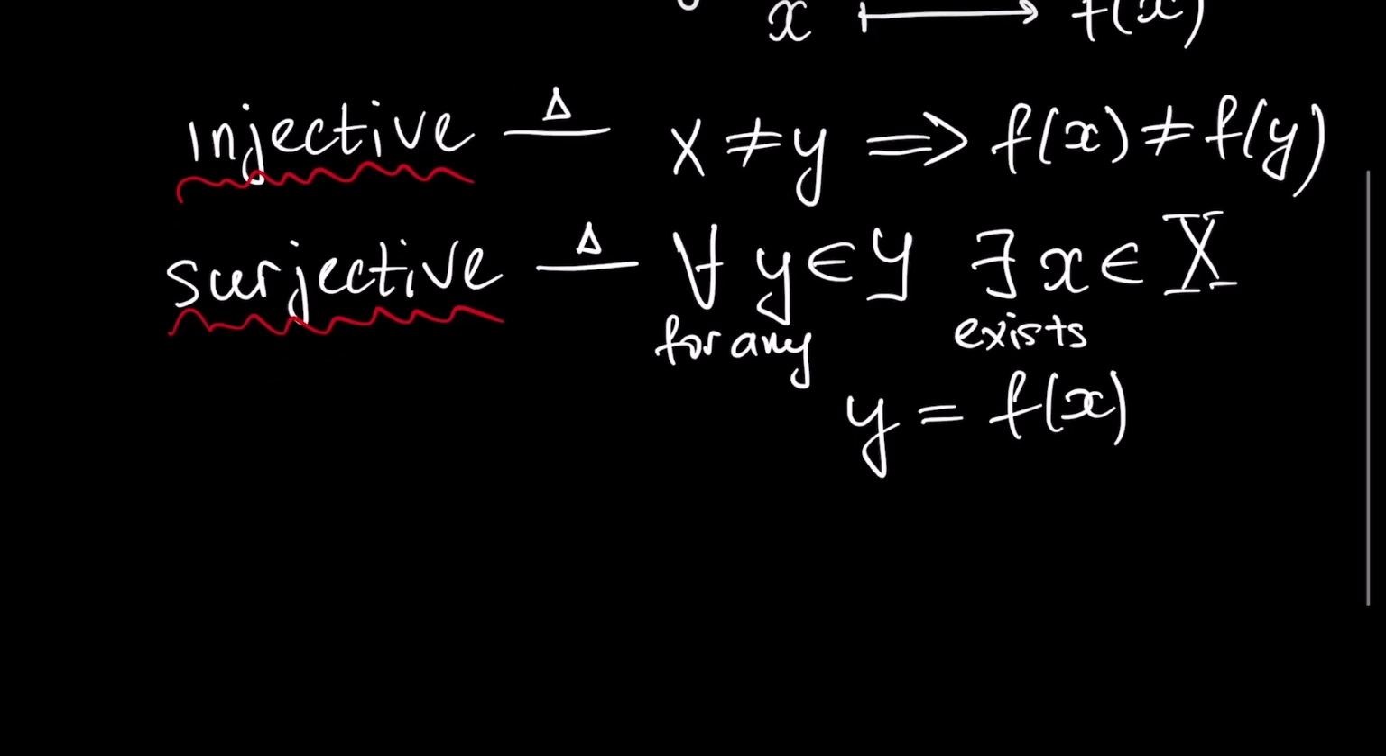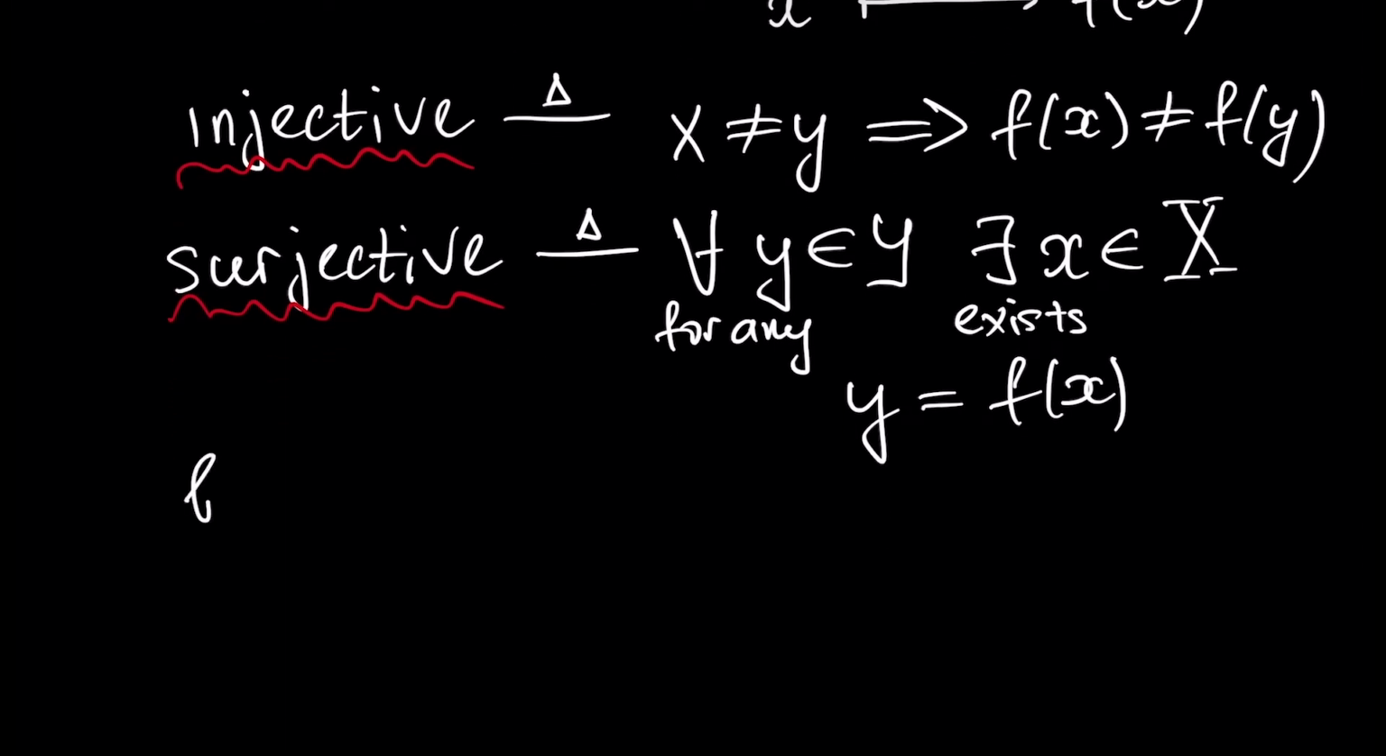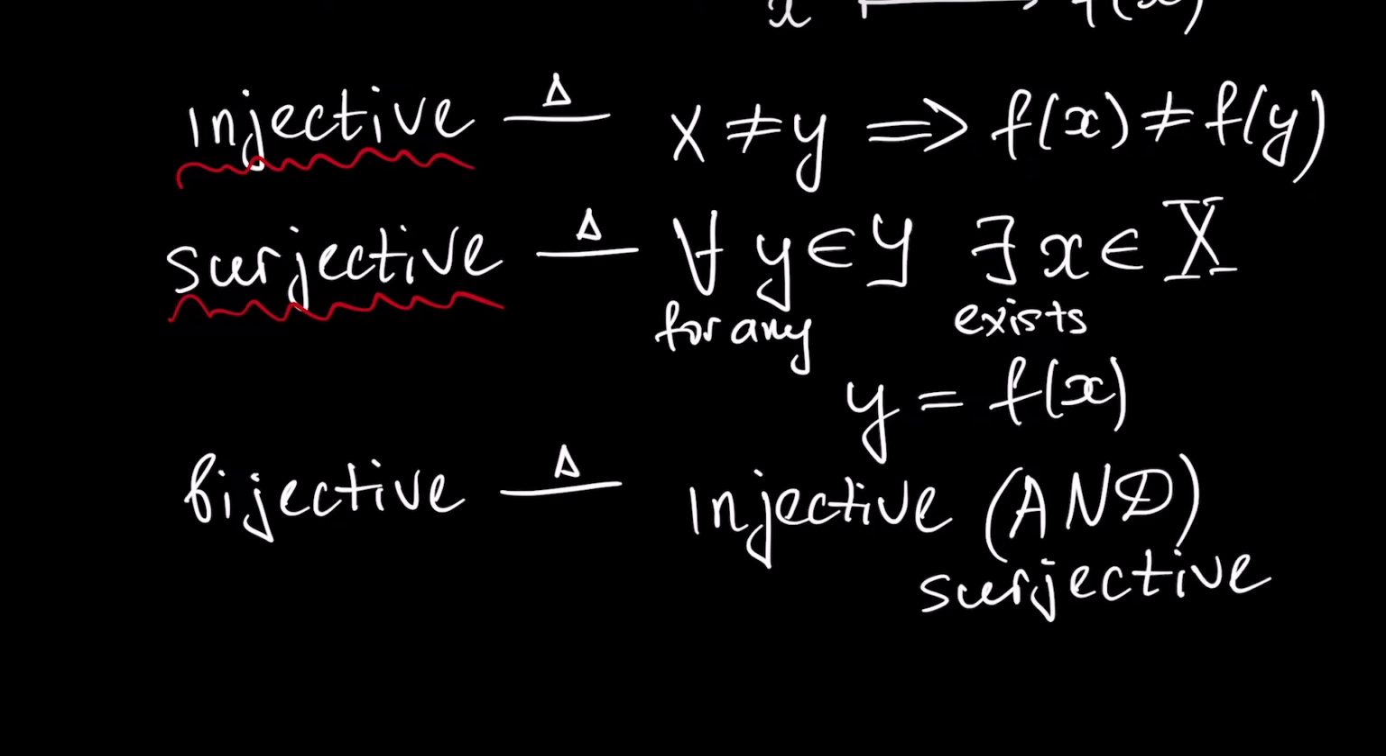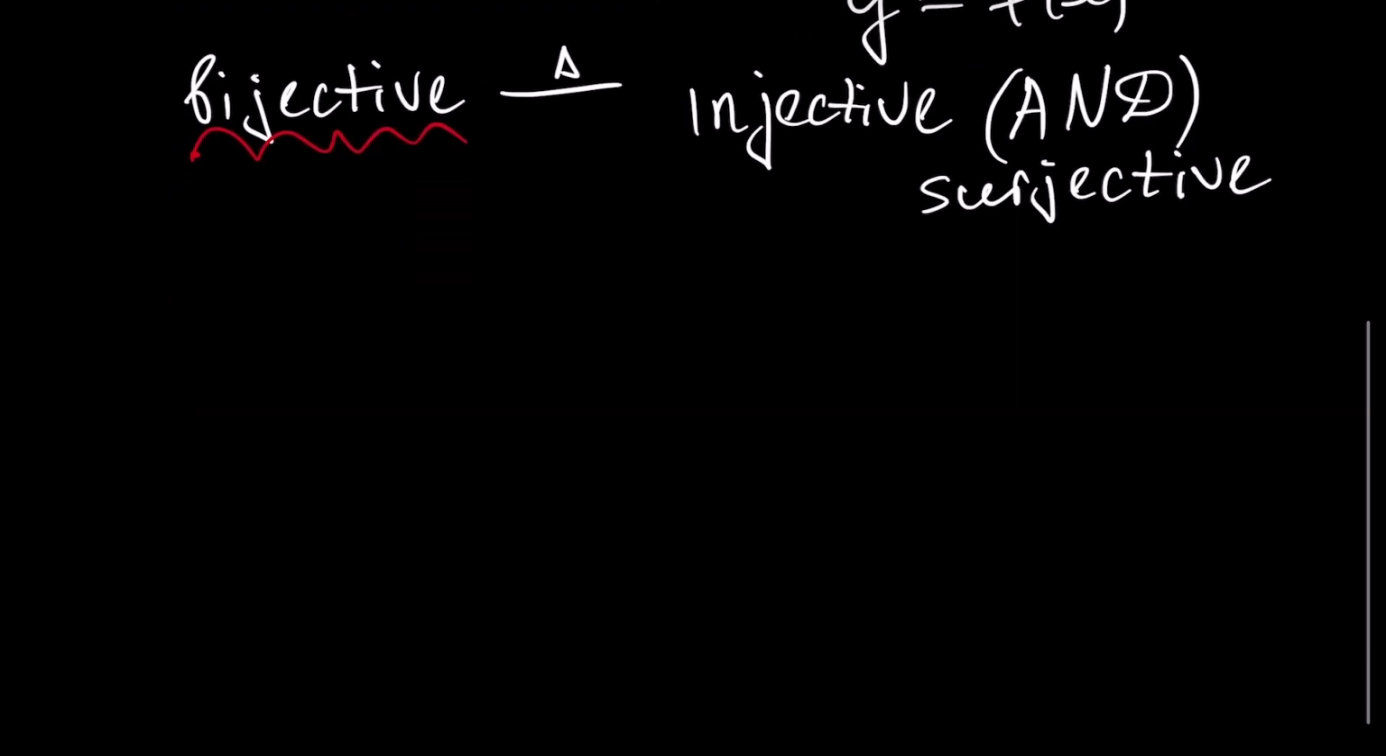Next, our mapping is called bijective. Bijective, by definition, if our mapping is injective and surjective. So mapping is called bijective if this mapping is injective and surjective. What does it mean in practice? In practice, it means that our bijective mapping is so-called one-to-one correspondence between two sets.